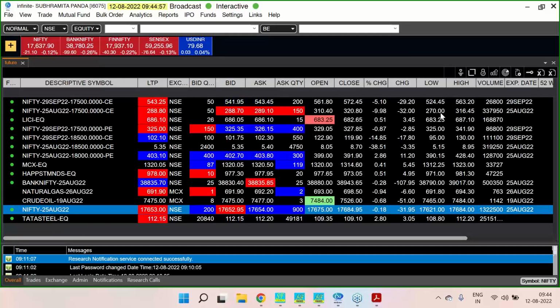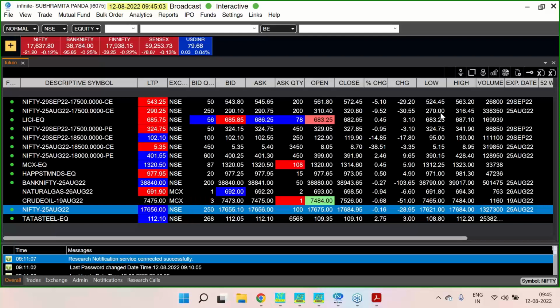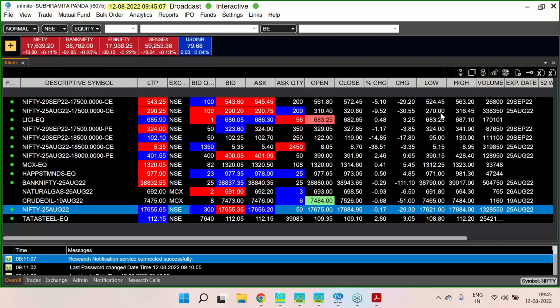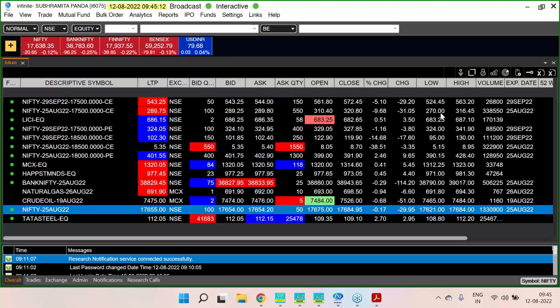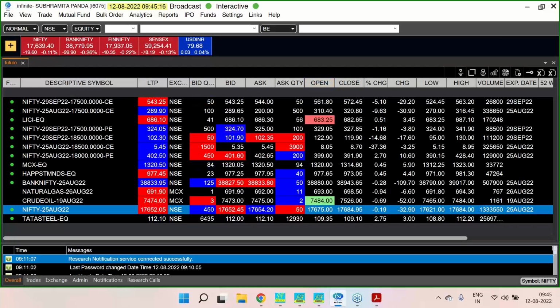I have also told you how to make option entries based on the option scanner. We have taken that below 587 we should be a put buyer, and at 600 and spot 647, or 650 odd, we have to be a call buyer. So this is what we have discussed.